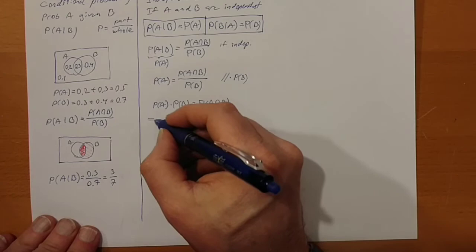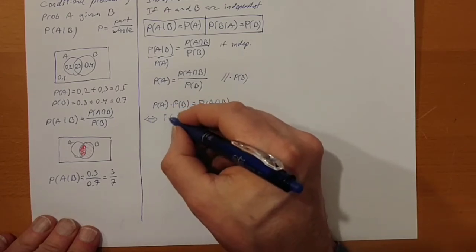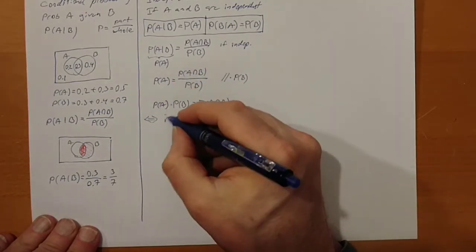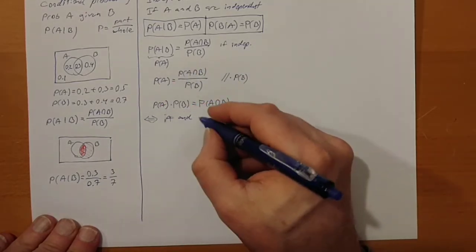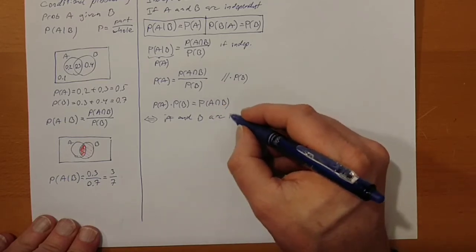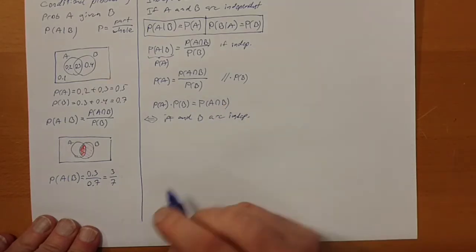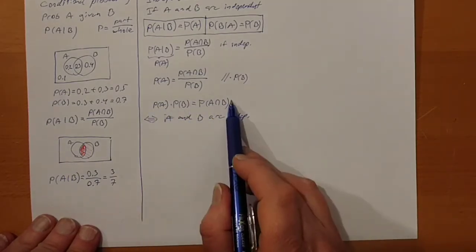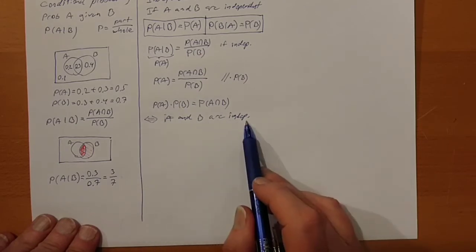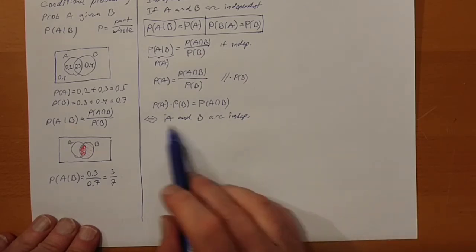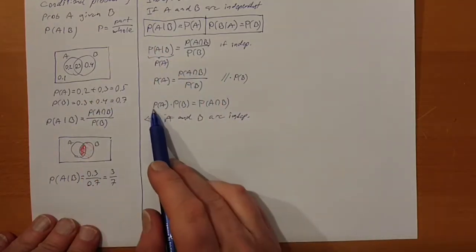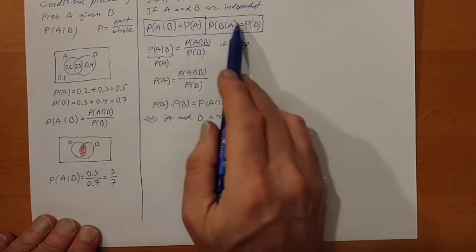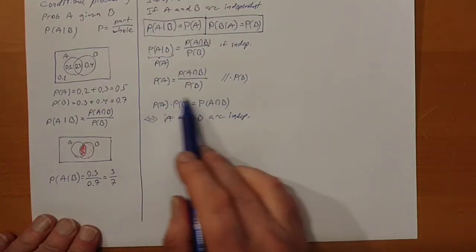And this is true if this is true. It's the same thing that A and B are independent. So if A and B are independent, then this will be true, and if this is true, then A and B are independent. So this will make us a test for independence. We can of course use this and that, but quite often this is the easiest way to test it.